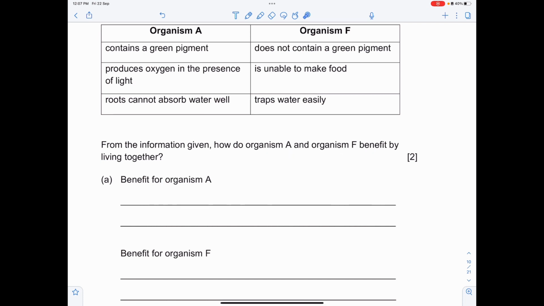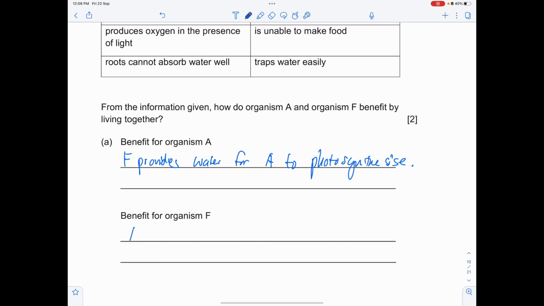So what is the benefit for A? Remember, I told you already, if it's not food, it's defense. Not defense, then it's reproduction. So in this case, it has to be food. So F provides water for A to photosynthesize. A provides food for F. Done. So they benefit each other in that manner.